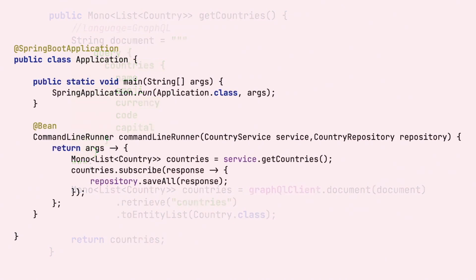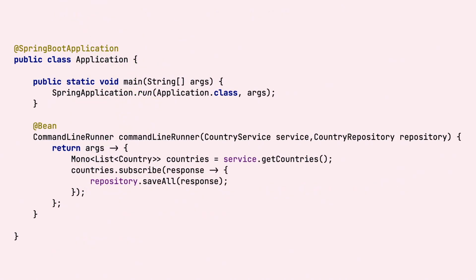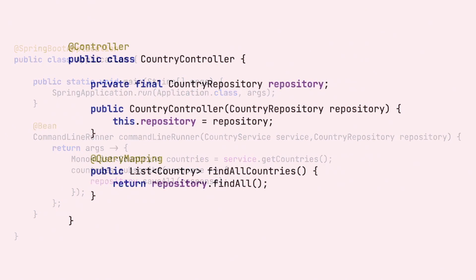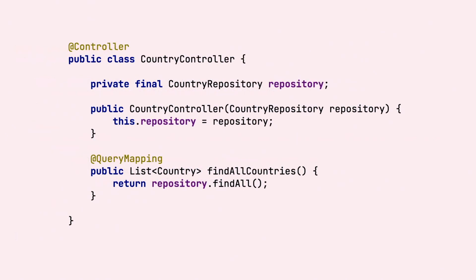So that's a way that you could do that, and then here I'm just using that in a command line runner to go off, get a whole bunch of countries, and then save them into a database. And then we can use it here. Again, it's in the application context, so we can go ahead and use it.